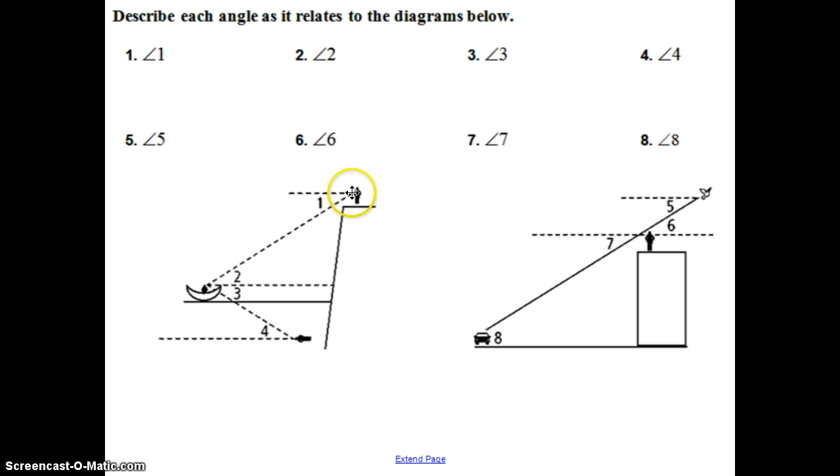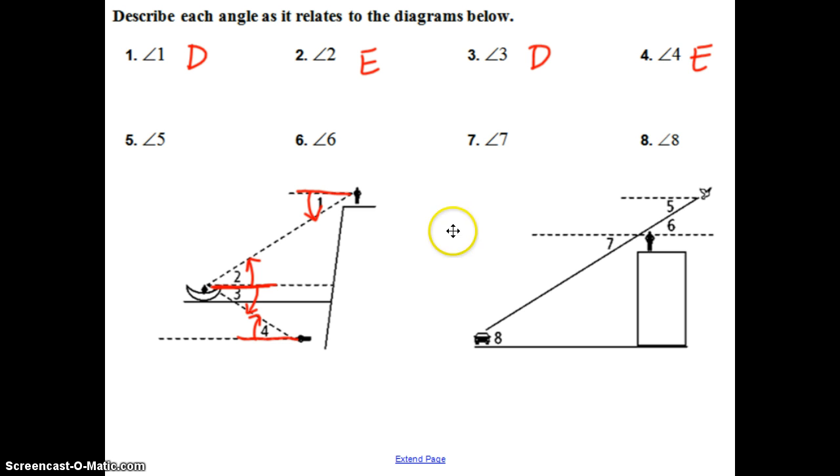So for angle 1, from this person, we're going to start out horizontal. To get the other side of the angle, we need to go downward, so this is an angle of depression. Angle 2, you start out horizontal. To find the other side of the angle, we're going upwards, so this is an angle of elevation. Angle 3, again, that's the horizontal. To find the other side, we have to go downwards, so this is an angle of depression. And then angle 4, this is the horizontal. We're going to move upwards to get the other side, so this is an angle of elevation.